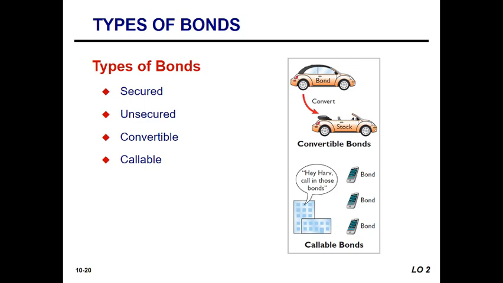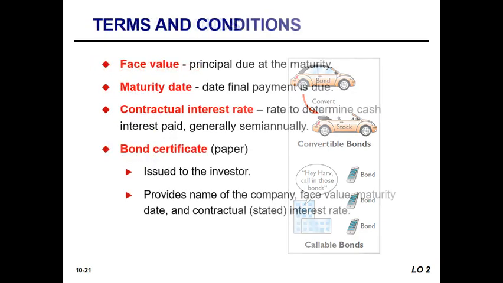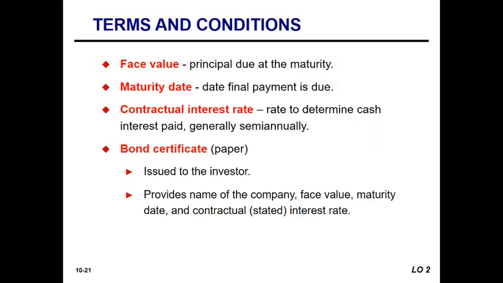A convertible bond is a bond that allows the bondholder to trade that bond in for a stated amount of stock. And a callable bond is a type of bond in which the corporation, after a specified period of time, can actually pay it off early, so they call it back in. Some of the terms and conditions that you're going to need to be aware of, especially for tests.